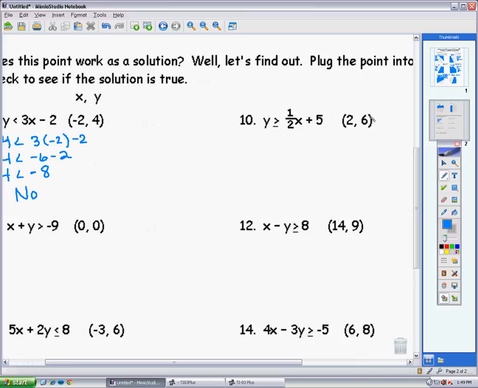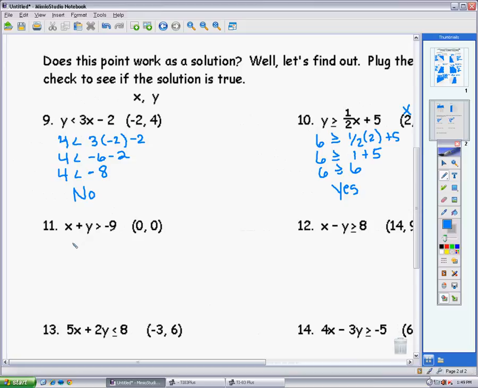Number 10. Again, this is my x, this is my y. I'm going to plug in the points. 6 is greater than or equal to 1/2 times 2 plus 5. 6 is greater than or equal to 1/2 times 2 is 1 plus 5. 6 is greater than or equal to 6. Is 6 greater than or equal to 6? Yes. So that means that 2, 6 is a solution to this inequality.